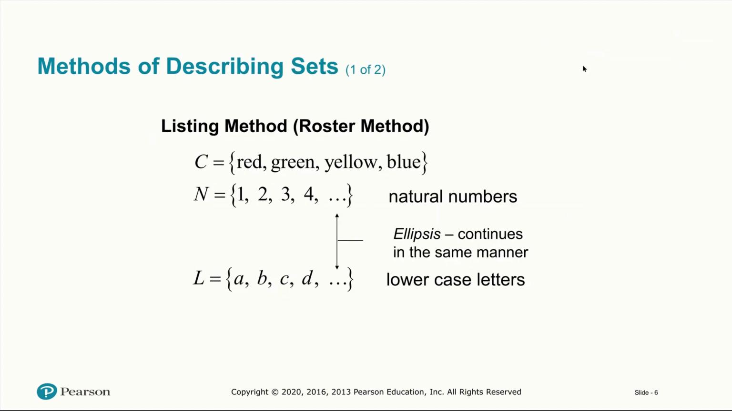We have two main methods of describing sets. The first method is the obvious one, where you just list the elements. The modern name for it is the listing method. We used to call it the roster method, and that name is still in usage. The roster method is very simple: just use braces, and within the braces just list all the elements.